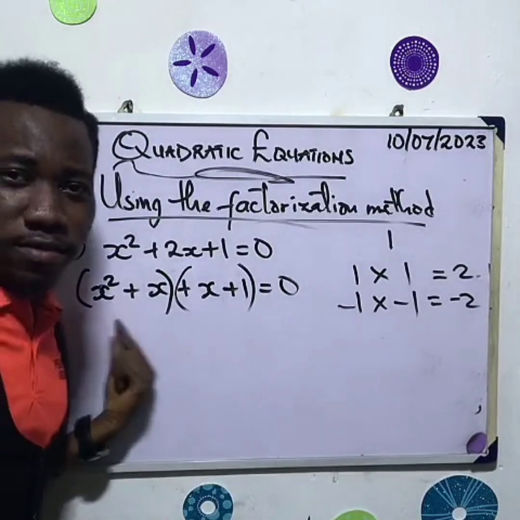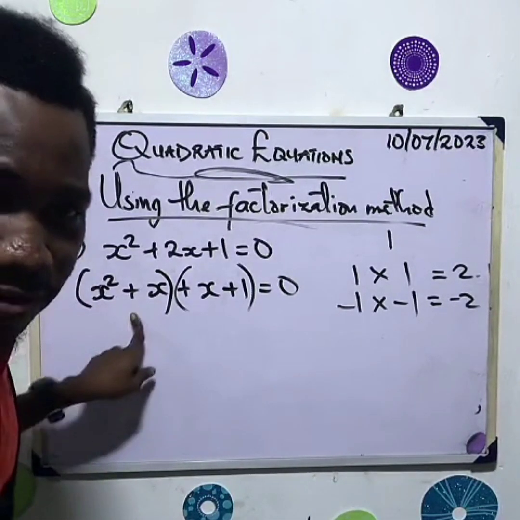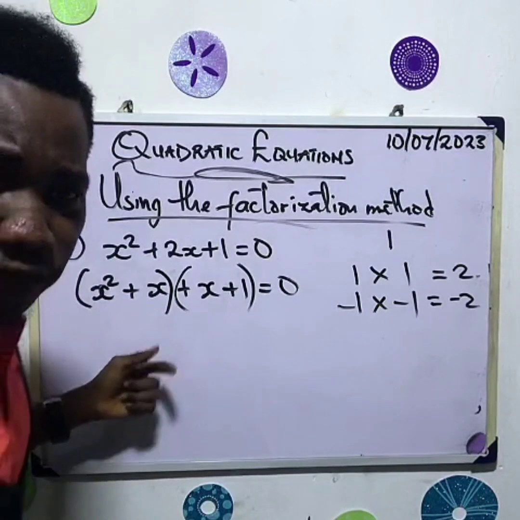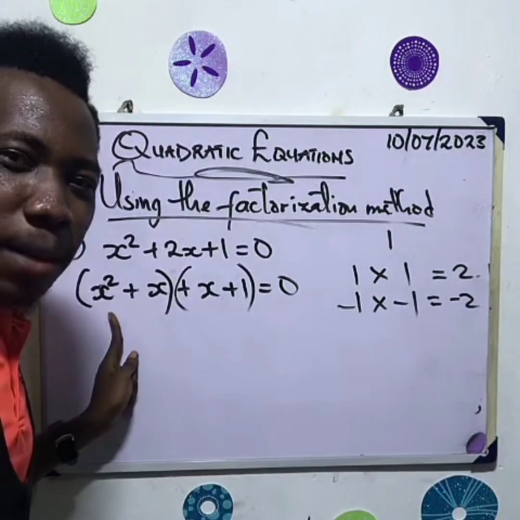Now what are we going to do next? We are going to factorize. Factorize this, factorize this. What does it mean to factorize? To factorize means to bring out the common factor. Now let me ask us.